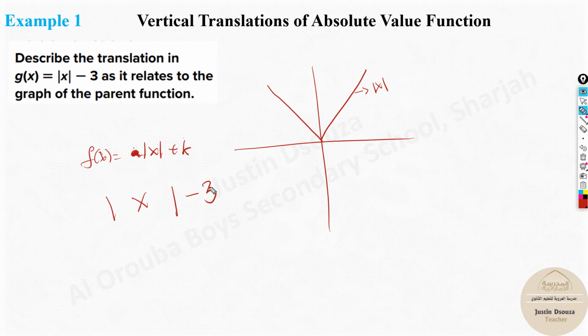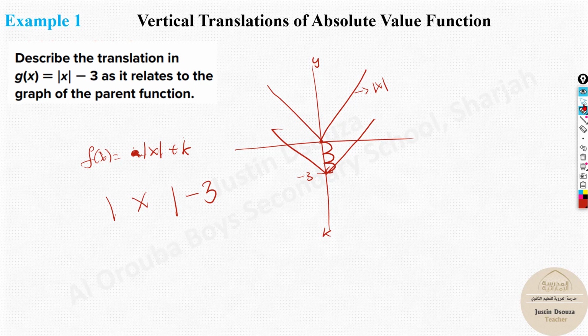But here, what is k value? It's minus 3. Whatever this k is, it's the vertical section, the y-axis. I'll just write k for understanding. Now it's minus 3. That means this point goes down 1, 2, and 3. The minus 3 value means the graph will just be translated down by 3 units. This would be the answer.